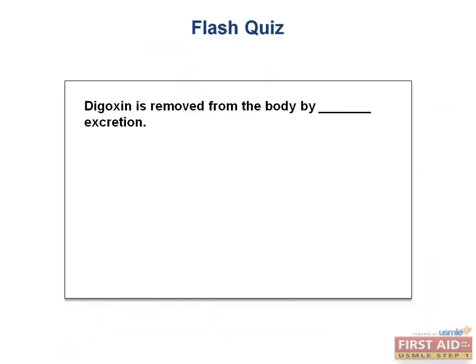Alright, let's do a quick flash quiz just to reinforce a little more digoxin knowledge. Digoxin is removed from the body by blank excretion. This is a straight, simple question. Remember, we discussed how you need to be careful about the administration of digoxin with renal failure patients because it is cleared by the kidneys. So it is cleared by the urinary system, aka the kidneys. So renal failure can lead to digoxin toxicity, not because they took too much, just because they cannot clear it out of their system. This is something super important you must remember.